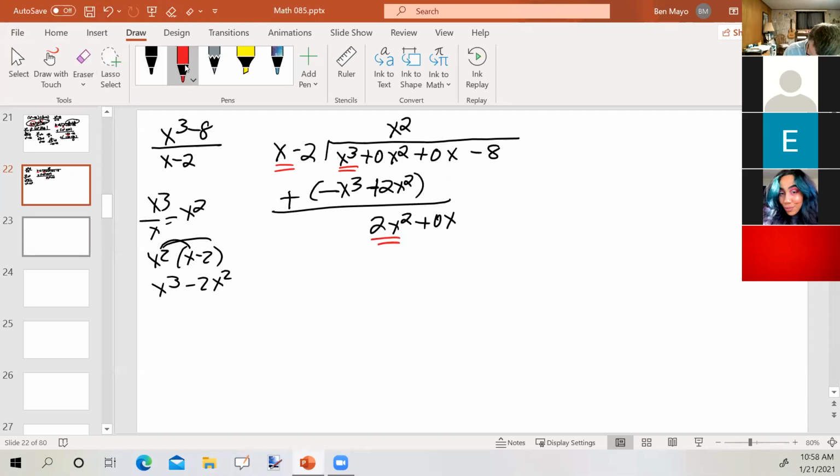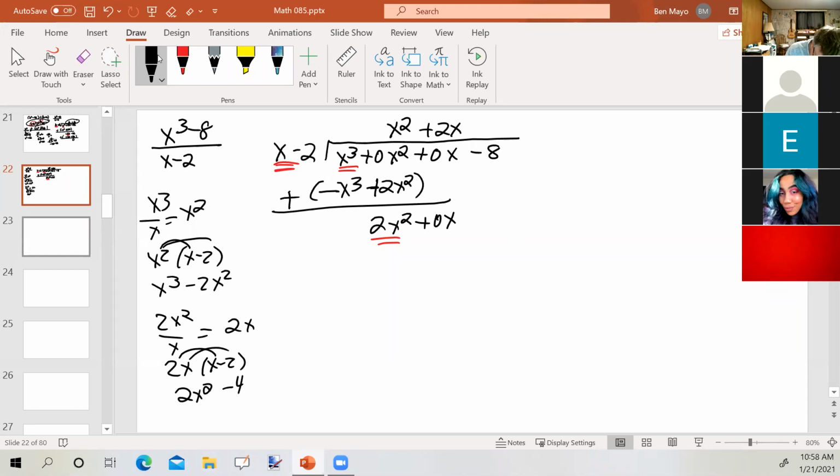Focus on the leading term inside and the leading term outside. 2x squared divided by x is 2x, so I get plus 2x. I'm going to take the 2x times x minus 2, and I get 2x squared minus 4x. Yes, 2x squared minus 4x.